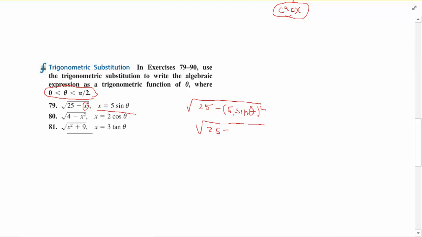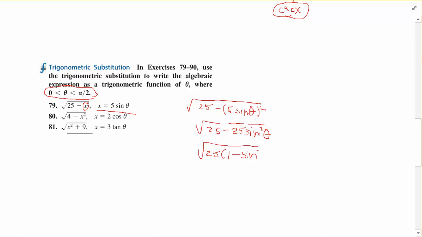But I can square this now, and I get 25, because 5 times 5 is 25, and sine times sine is sine squared, which you notice quite quickly that I can factor out a 25. Well, you can take the square root of that now, because it's a factor. And then the rest of it is 1 minus sine squared.